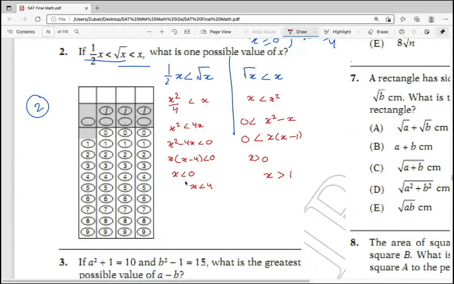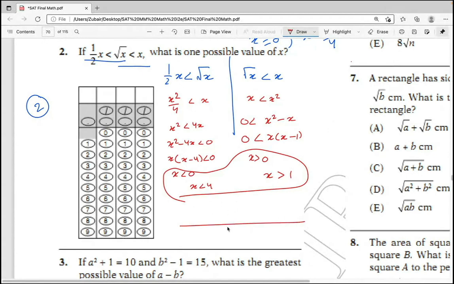So now we will consider all 4 options, and it is best to draw a number line. So I can see 0, I can see 1, I can see 4. Now this first one says it is less than 0. The second one says it is less than 4. The third one says it is greater than 0. The fourth one says it is greater than 1.